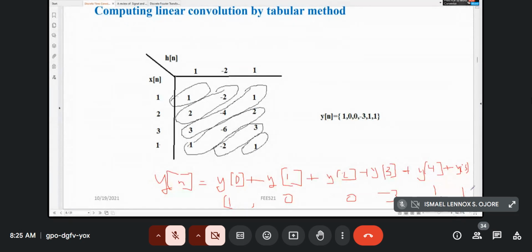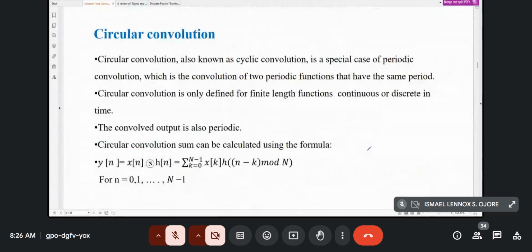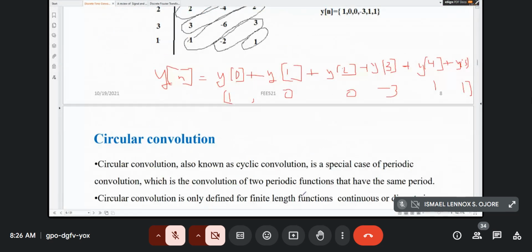So what we are saying is, if you have a system that gives you this sequence, when you give it the unit sample, if you give it this sequence, it is going to give you output. It is going to output this sequence 1, 0, 0, minus 3, minus 3, 1, 1.